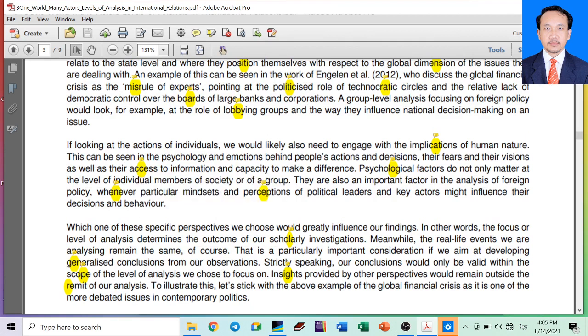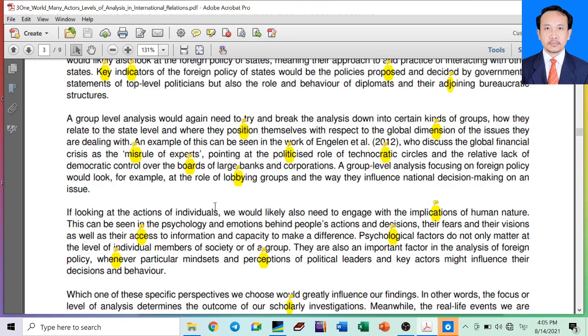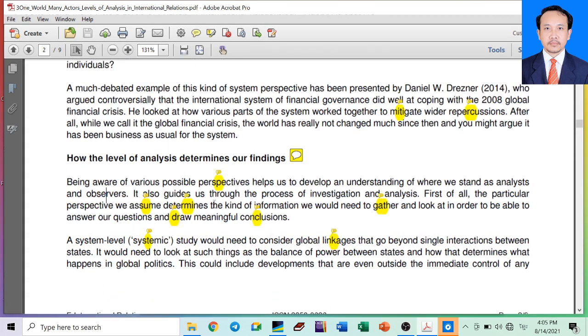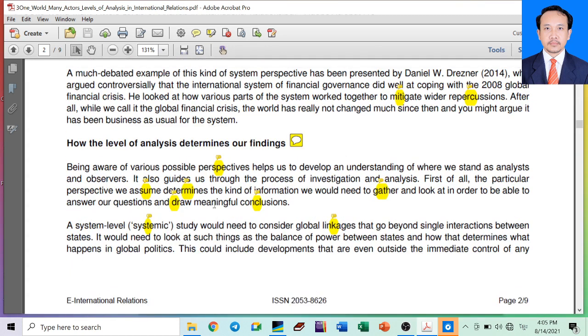I strongly hope that everyone takes out a notebook to write them down, because in this new textbook you have a lot of difficult material to study, and it is really difficult to understand. But I think you all try to read it, because you have the soft files in your hands already. How the levels of analysis determine our findings. Let's read and get to know the reading in this new part together.